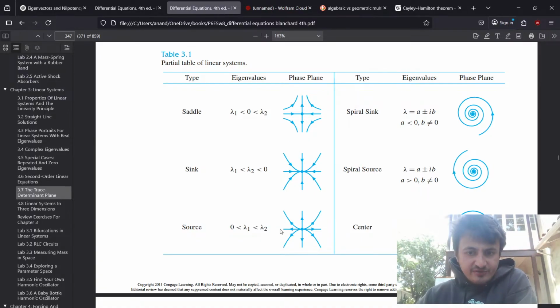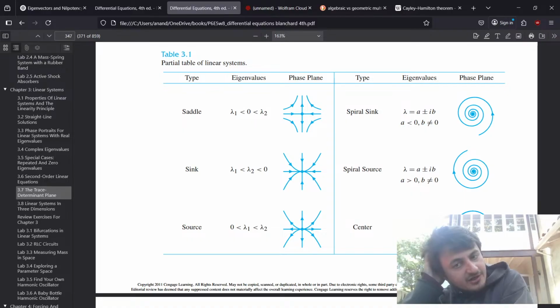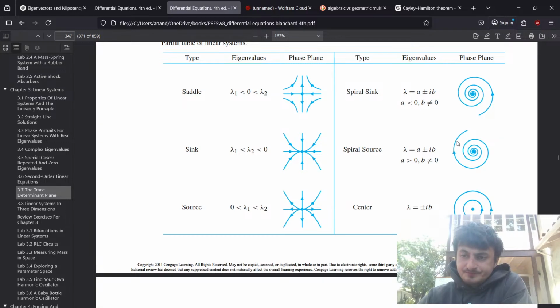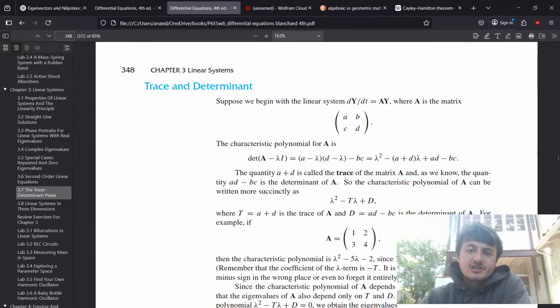So in these cases, we have real eigenvalues. We got a saddle, a sink, and a source. Then here we got conjugate pairs, right? So for this whole thing, we're talking about linear systems with real coefficient matrices. Spiral sink, spiral source, center. All right, trace and determinant.